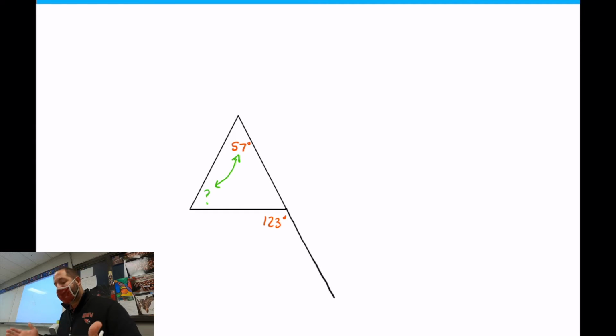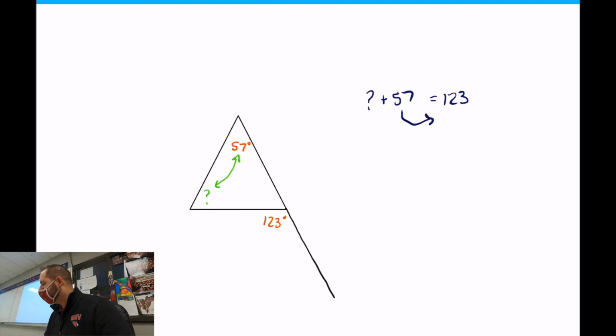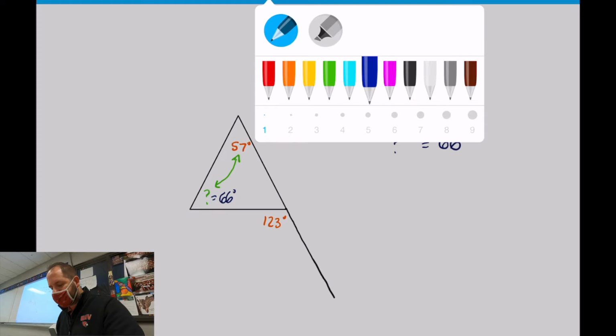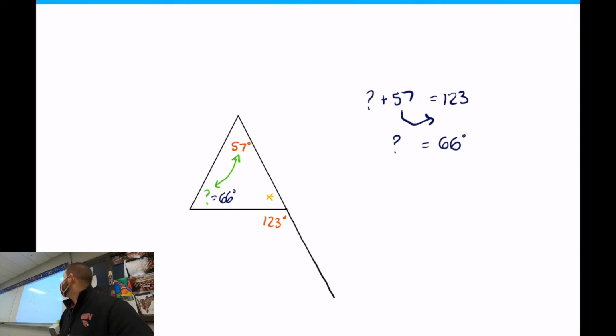Now, again, I said you can find every angle in this triangle because obviously you can find the question mark first, because you could just set this equation up. The question mark plus the 57 can equal the 123. Subtract the 57 across. 123 minus 57, what do we get? 66. And that's that angle, that's 66 degrees. That's this one right here. Now, we can find the other missing angle because, again, triangles have to add to be 180, and you can find this little piece right here. So, all right, questions on how you could kind of mix the two together now?